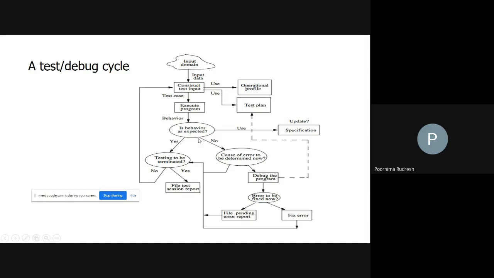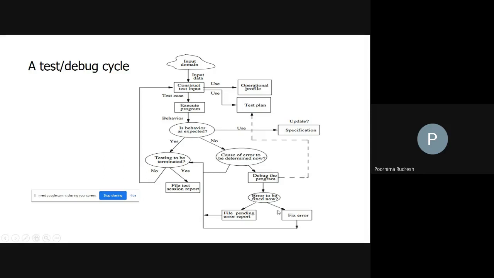Or if the program is not giving output according to the expected specifications, or if the program is giving an error output, then we have to determine the causes of the error. That is to be determined here, right? Once the causes of the errors are determined, we'll use the debugging process to remove the errors. So by using the debugging process, we are fixing the errors. If the errors are fixed, then once again we go back to the termination of the program.